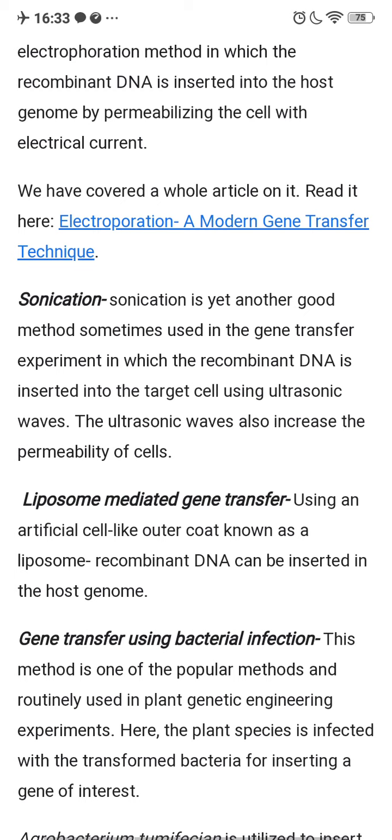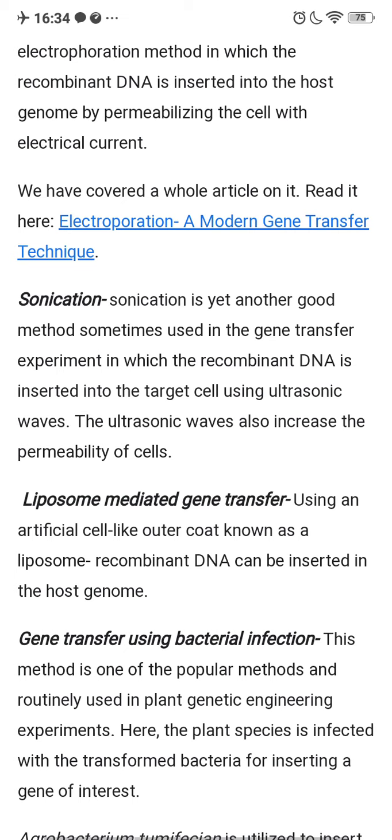Liposome mediated gene transfer. Using an artificial cell-like outer coat known as the liposome, recombinant DNA can be inserted into the host genome. The outer coat of the cell, that is the plasma membrane, is made up of lipids and proteins, and micelles and liposomes have receptors on their surface, and they can receive the genome and transfer it into the host cell.